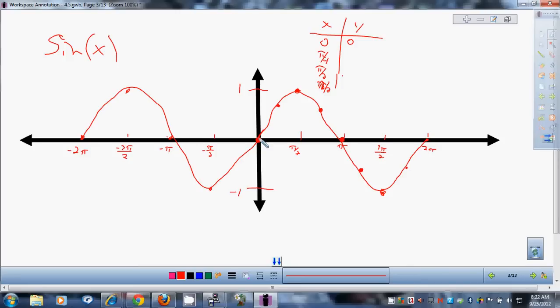Alright, let's look at cosine. We'll just switch colors and do it on the same exact graph. Shelby, what is cosine of 0?